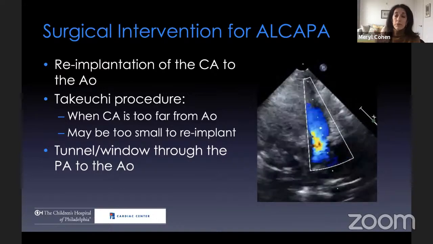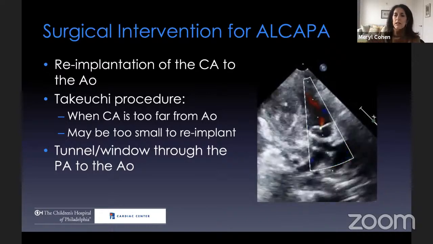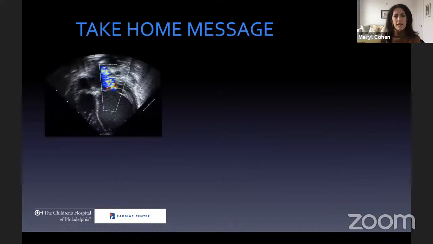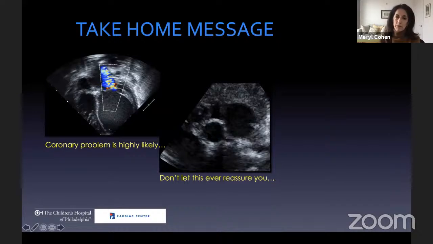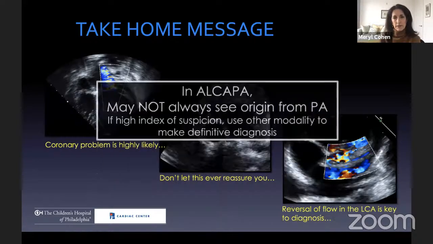The important things postoperatively to look for, in addition to flow getting into the coronary artery and recovery of the LV function, is to make sure that there's no supravalvular pulmonary stenosis because of this baffle in the pulmonary artery, which can occur. So the take-home message with regard to anomalous coronary from the pulmonary artery is if you see a left ventricle that looks like this, a coronary problem is highly likely. And don't let this ever reassure you when the coronary artery really does appear to be arising from the aorta. A reversal of flow in the left coronary artery is the key to diagnosis.